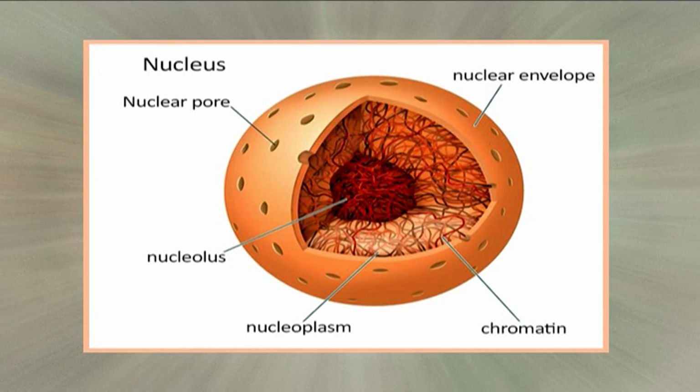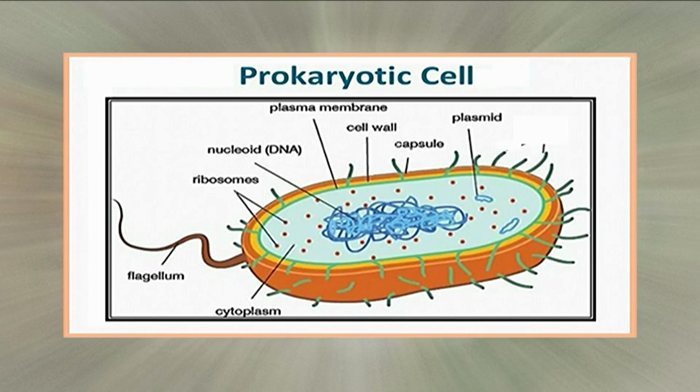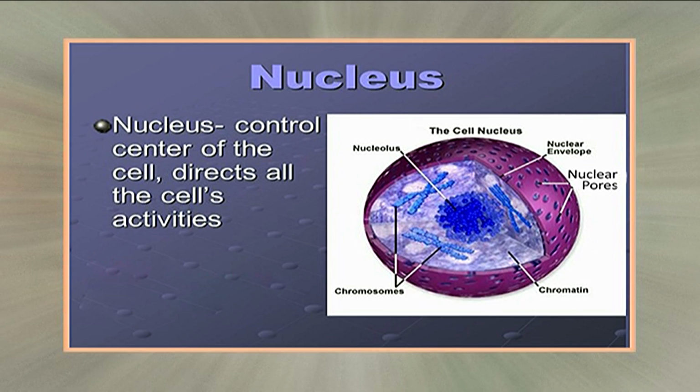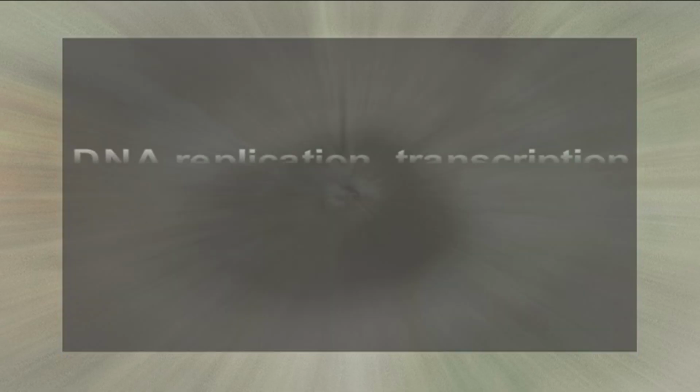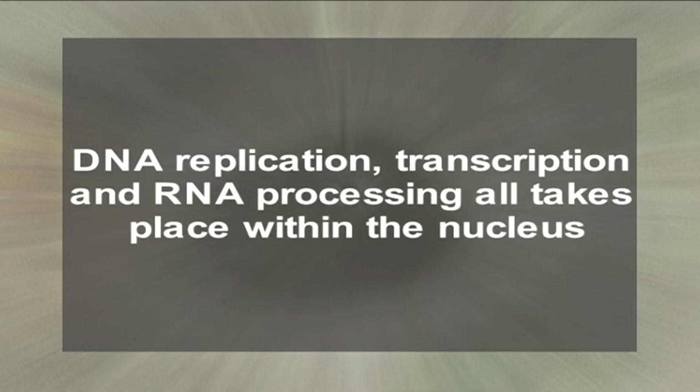The presence of a nucleus is the principal feature that distinguishes eukaryotic cells from prokaryotic cells. By housing the cell's genome, the nucleus serves both as the repository of genetic information and as the cell's control center. DNA replication, transcription, and RNA processing all take place within the nucleus, with only the final stage of gene expression, that is translation, localized to the cytoplasm.